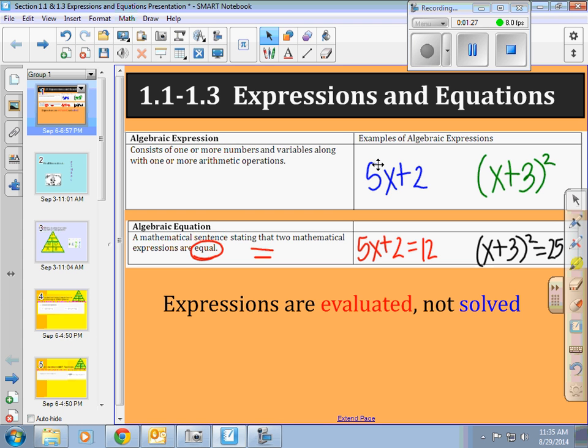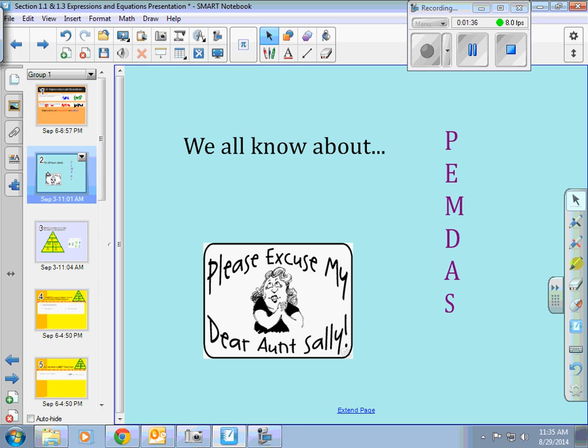One thing to take note of is that expressions are evaluated, not solved. You can only solve an equation. So when we are evaluating, we use PEMDAS. Remember, please excuse my dear Aunt Sally.